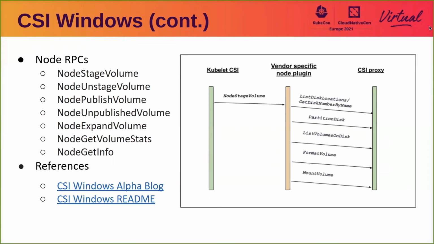If the disk is not partitioned, then the partition disk call from the disk API group is called. After that, volume API calls such as list volumes on disk, format volume, and mount volume are called to perform the rest of the required operations. Similar operations are performed in case of node unstage volume, node publish, unpublish volume, node expand volume, and so on. I listed some additional references here for CSI Windows.